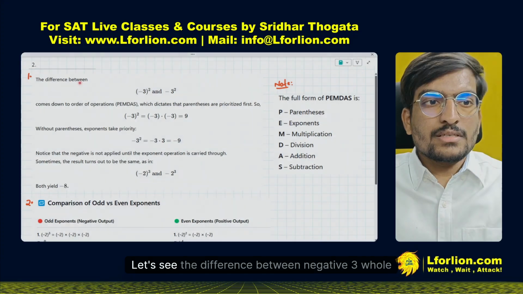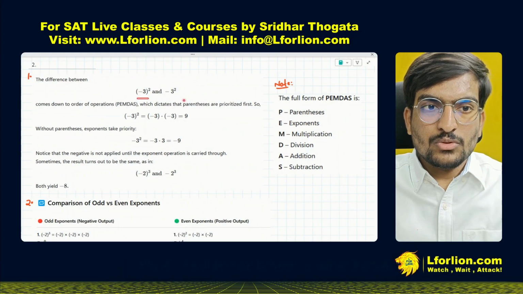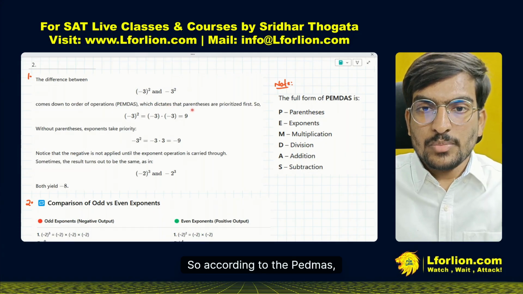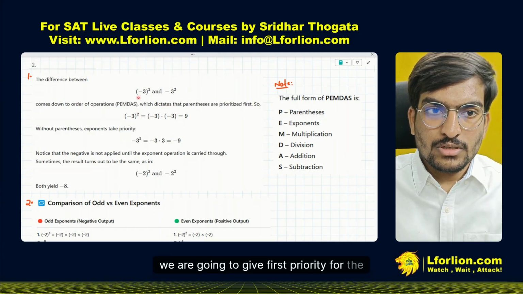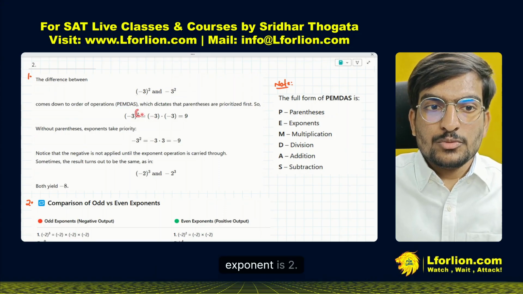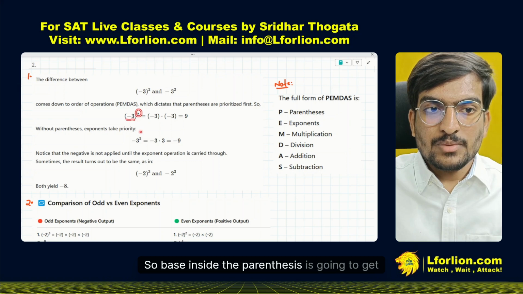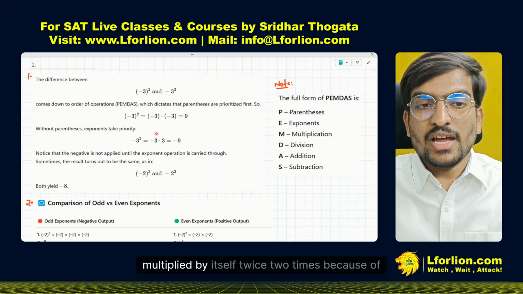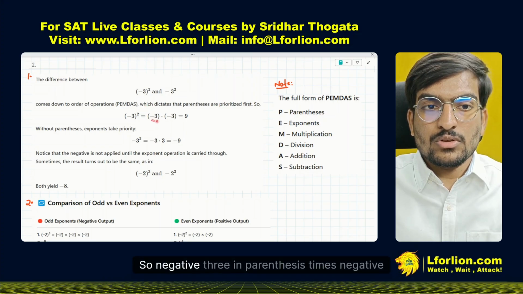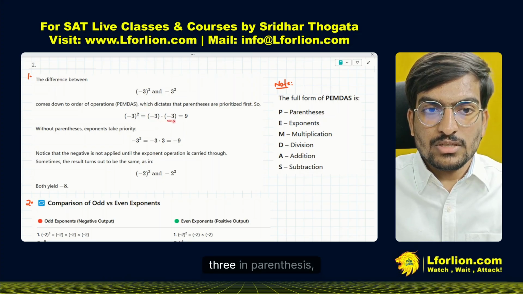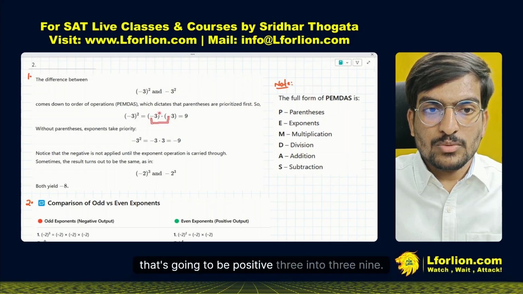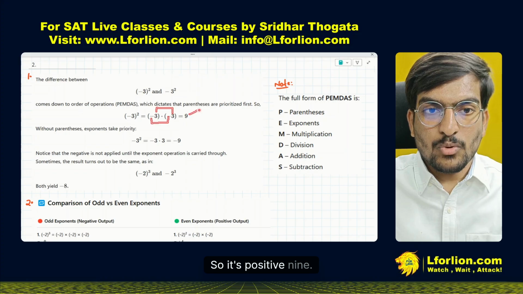Let's see the difference between negative 3 whole square and negative 3 square. So according to PEMDAS, we are going to give first priority to the parenthesis in negative 3 whole square. So here the exponent is 2, so the base inside the parenthesis is going to get multiplied by itself twice, because of the exponent 2. So negative 3 in parenthesis times negative 3 in parenthesis, that's negative into negative, that's going to be positive. 3 into 3 is 9, so it's positive 9.